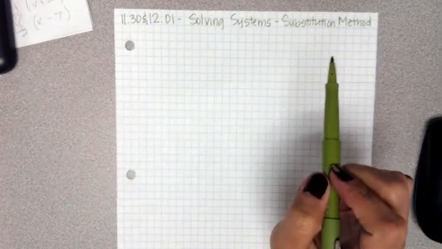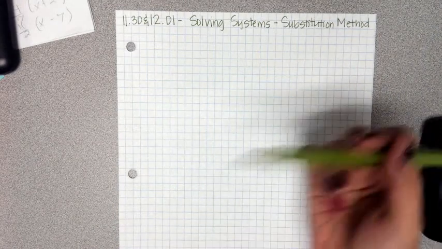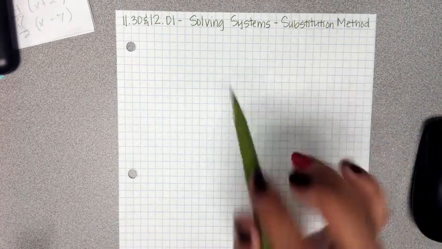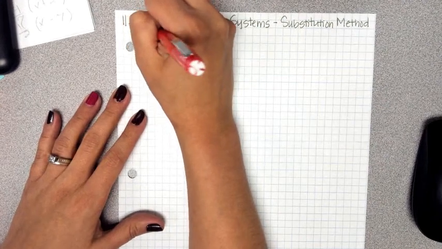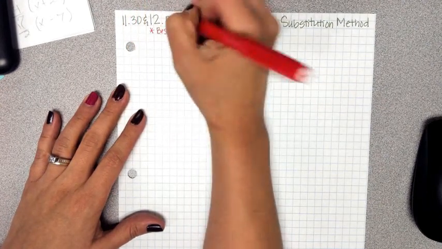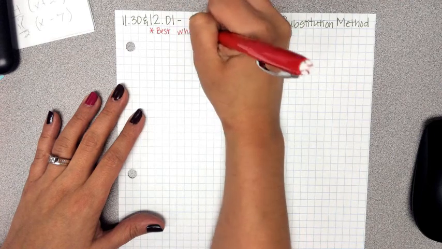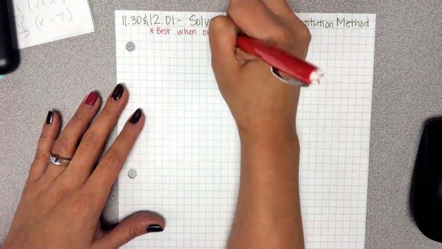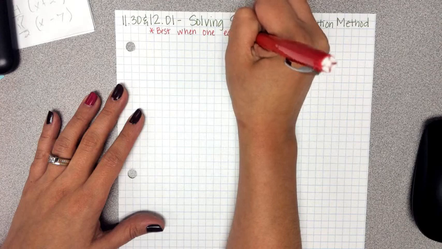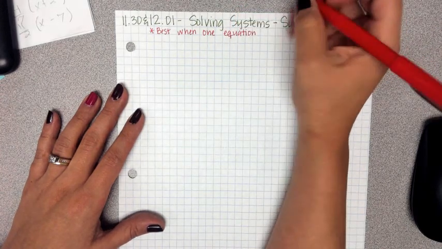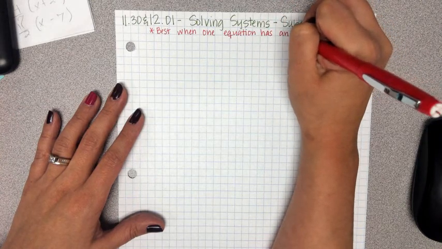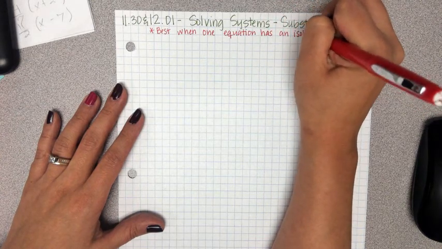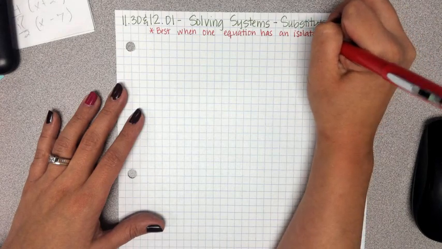So this is another method that you can do if you don't want to graph or if you don't want to put it into the calculator. Substitution method is best when one equation has an isolated variable. So that means that one equation has either the x by itself or the y by itself. If you're using other variables, then whichever variable is by itself, it is best to use the substitution method.